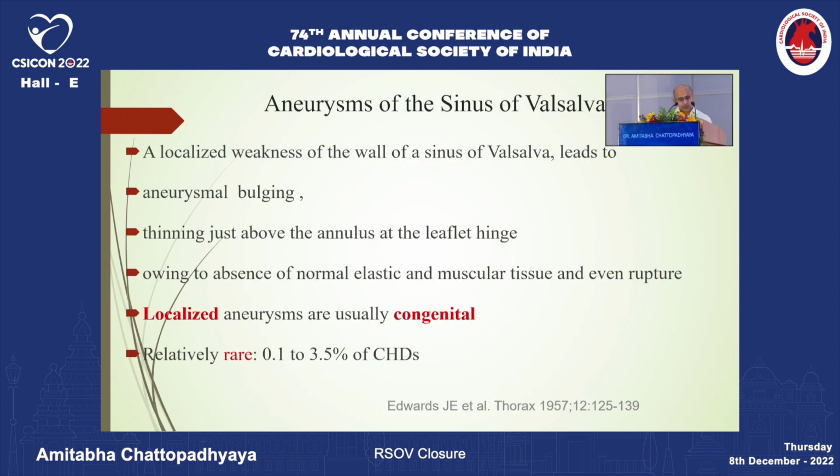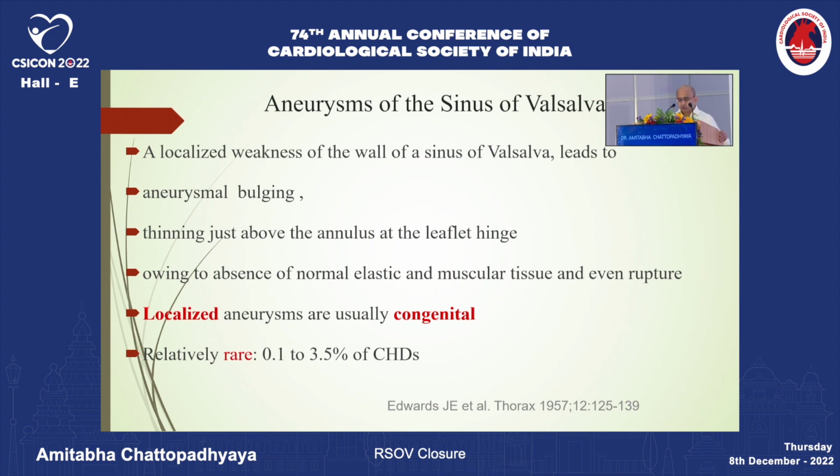Aneurysms of the sinus of Valsalva. This is a localized weakness of the wall of a sinus of Valsalva, which leads to aneurysmal bulging and thinning just above the annulus at the leaflet hinge, owing to the absence of normal elastic and muscular tissue, and it may even rupture.